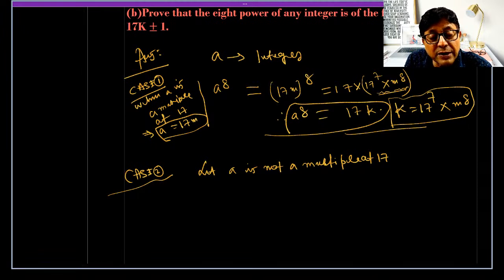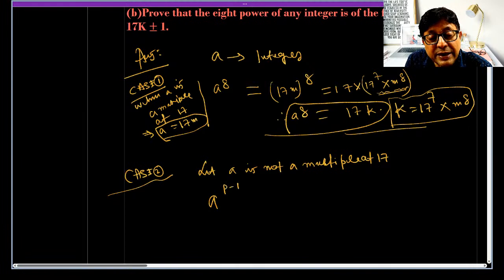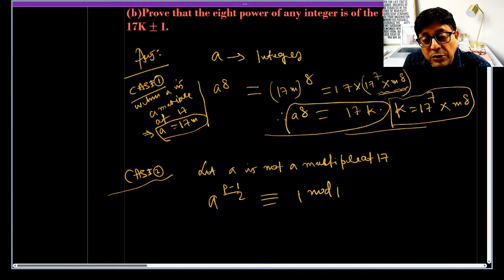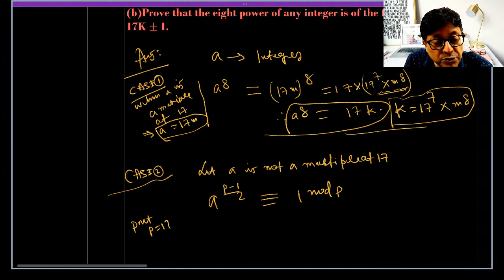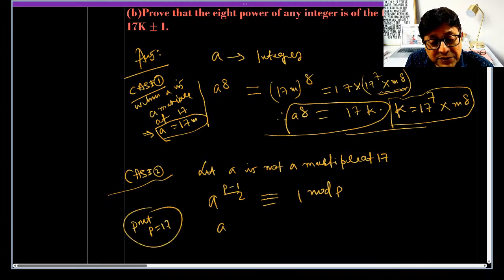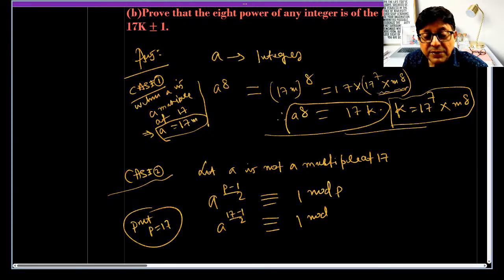By Fermat's theorem, we have proved that for any integer a, a to the power p minus 1 is congruent with 1 mod p. So put p equal to 17 here. What do you get? A to the power 8 congruent with... you put 17 better, no? Otherwise you might have a problem. A to the power (17 minus 1) by 2 equal to 1 mod 17.